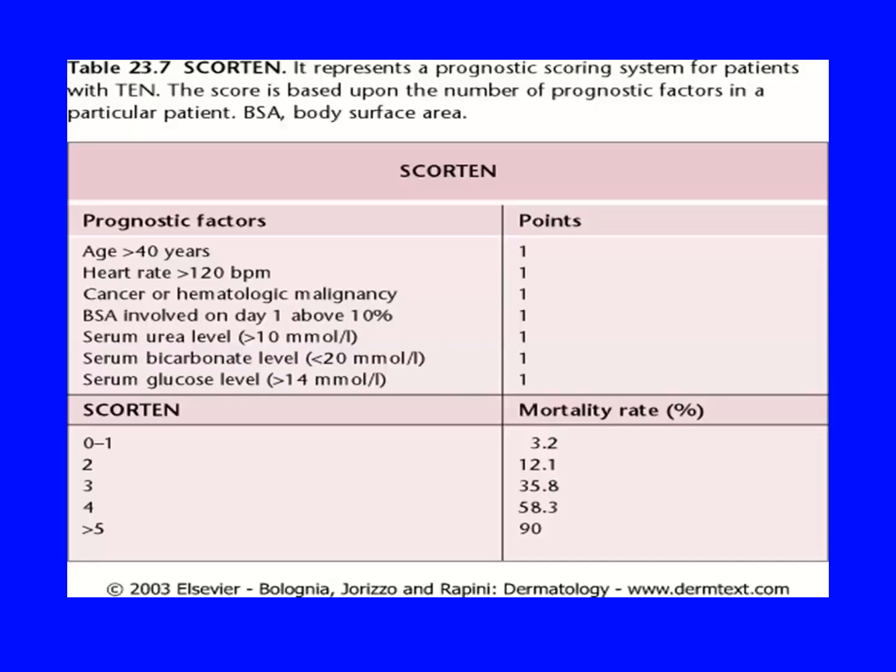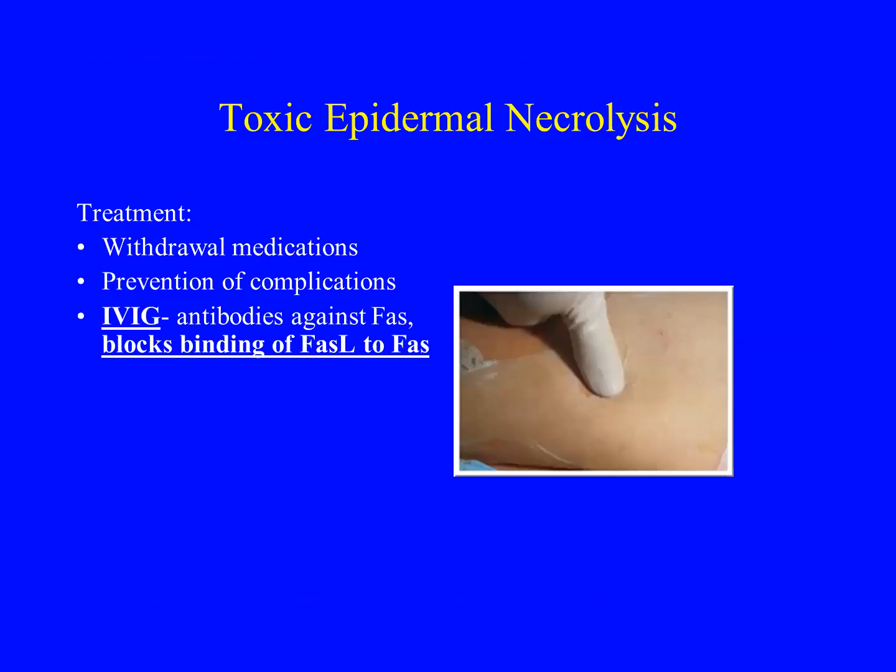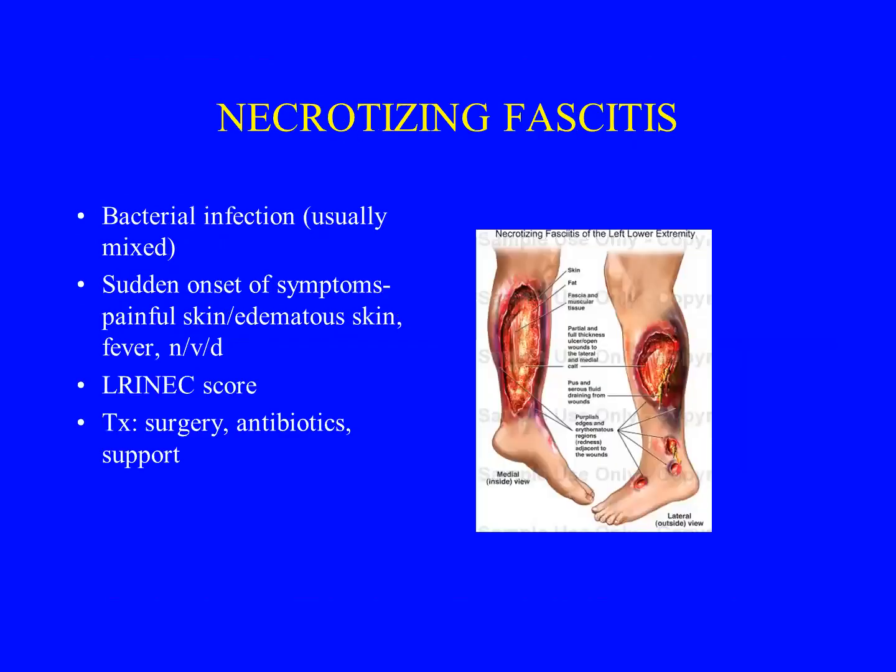This is the SCORTEN, and according to the prognosis, you have to give 1 point each: age above 40, heart rate above 120, any malignancy, urea level, bicarbonate, glucose. As you can see, when the SCORTEN is more than 5, then mortality chances are 90% or more. Treatment: withdrawal of medications, prevention of complications, IVIG is very important.